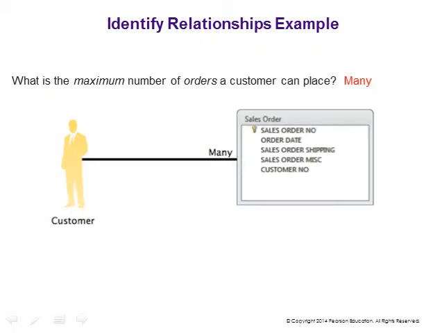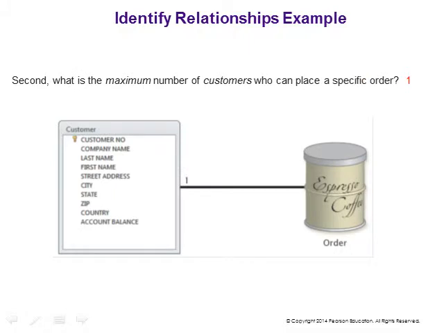If we think about that, the question becomes, what is the maximum number of orders a customer can place? And the answer becomes many, right? So a customer could place many orders with us, but it would be many orders associated to one customer. And that's why we have this idea of one-to-many. If we compare that with one-to-one, what is the maximum number of customers who can place a specific order? That's really only one, right? We can only have one customer place one specific order. And so that becomes a one-to-one.